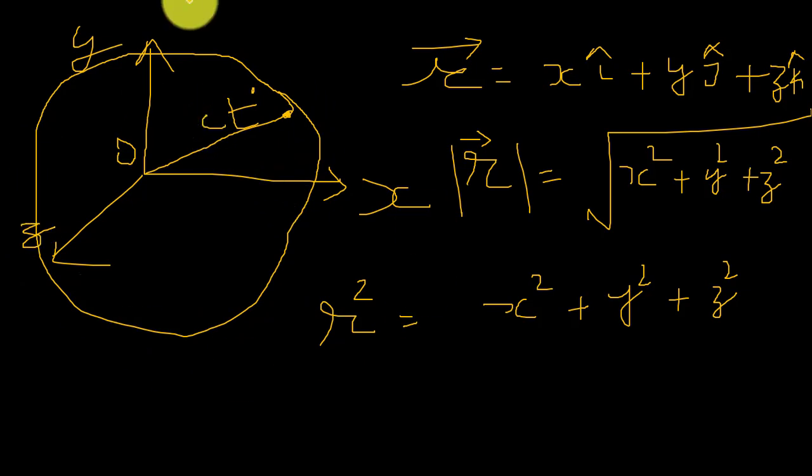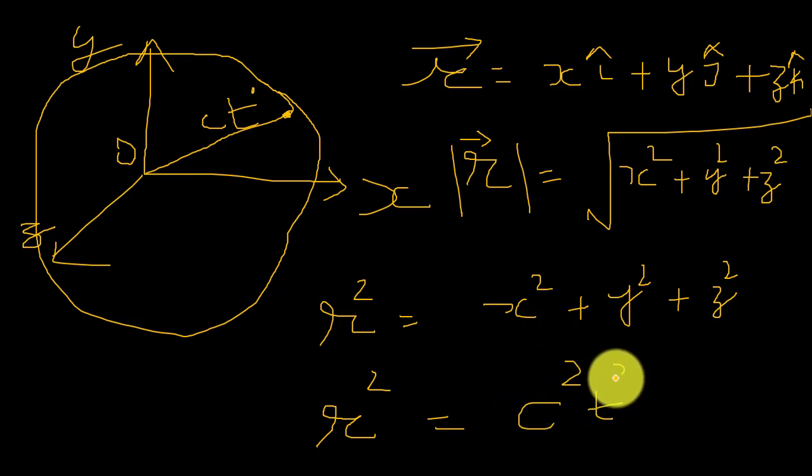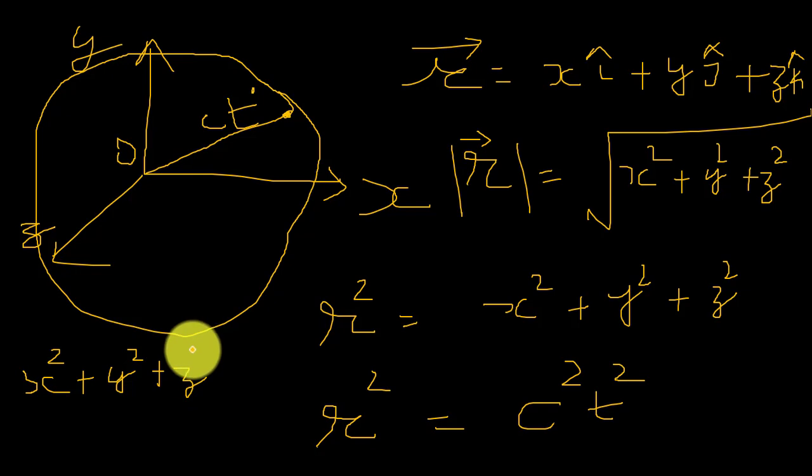Clear? So here what we know is that the radius of this sphere will be equal to ct. So as we know, here we have r square, which is equal to x square plus y square plus z square, equal to ct square, which is c square into t square. Clear? So let me write it here: x square plus y square plus z square is equal to c square t square.